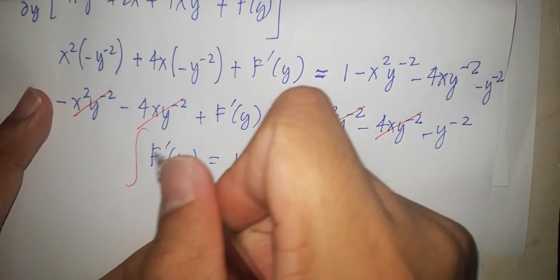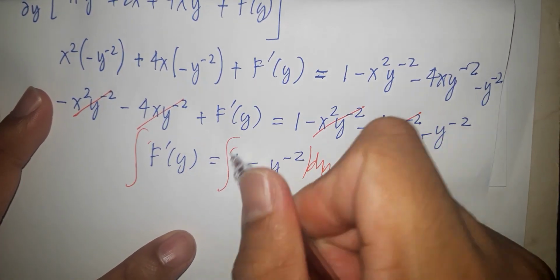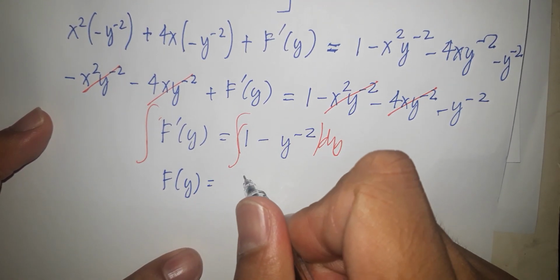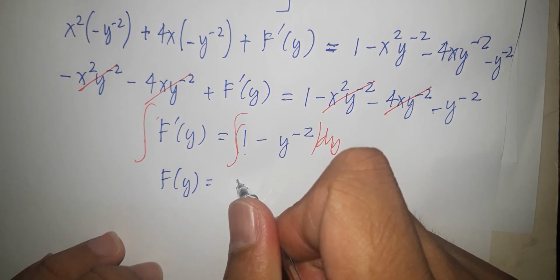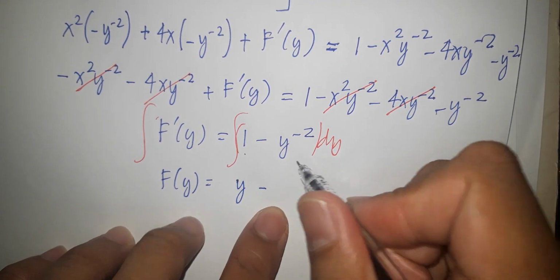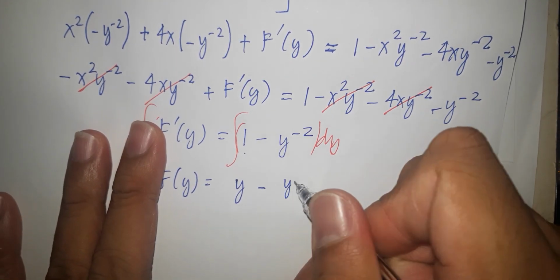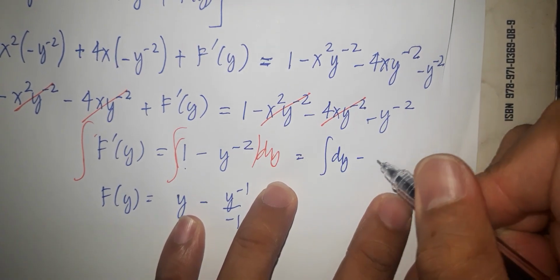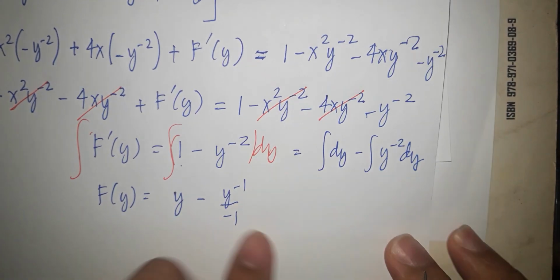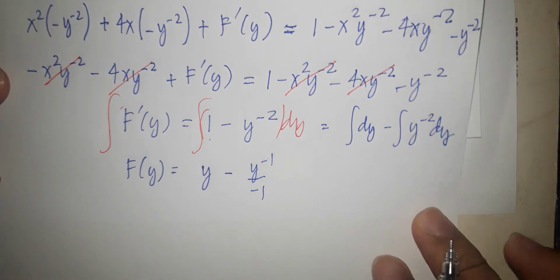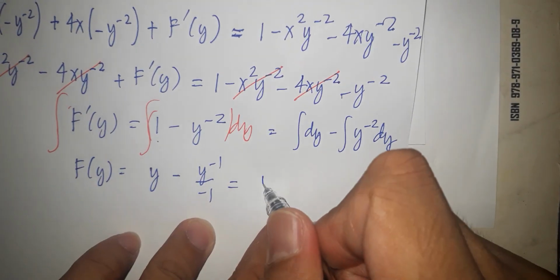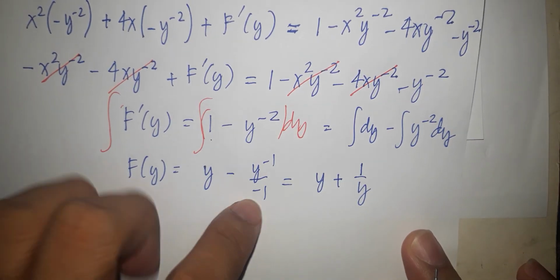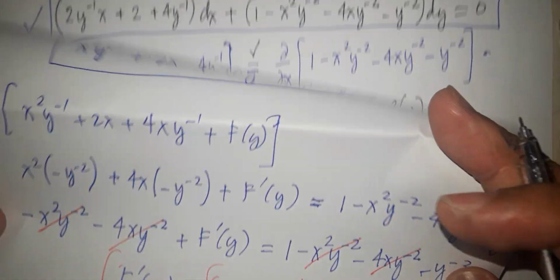Then i-integrate natin siya with respect of course to y. So what is f of y? That's the integral of dy, which is y, minus the integral of y^-2, which is y^-1 over -1. So again, this is equal to the integral of dy minus the integral of y^-2 dy. Kaya naging ganito. So this is simply y plus 1 over y. So pag sinimplify ulit.